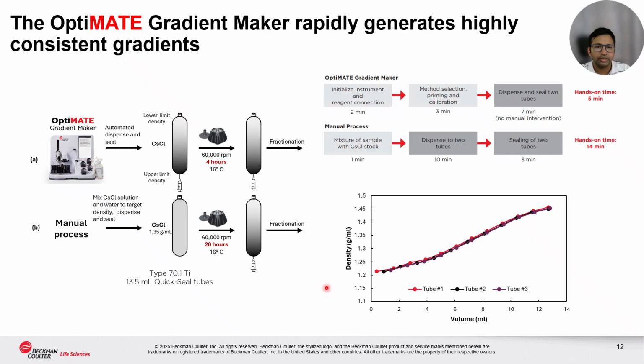This figure shows a plot of density on the y-axis and cumulative volume from the top to the bottom of the tube on the x-axis, something we can refer to as a gradient profile, and it shows a comparison of 3 different tubes dispensed by the OptiMATE Gradient Maker. In this case, I will point out that tube 3 was actually dispensed the next day, and you'll still find that there is excellent overlap between these. And I'll start showing you the same kind of data, but with error bars to show you how accurate it can be.